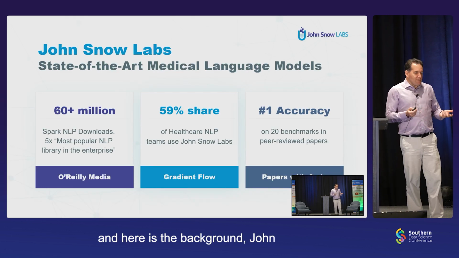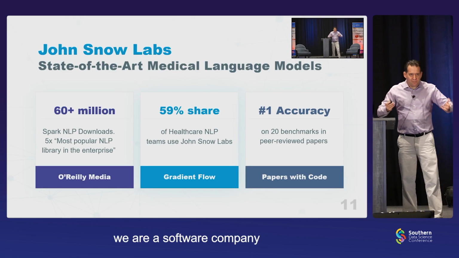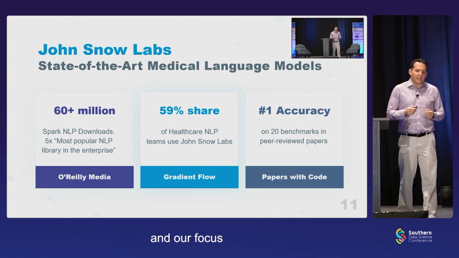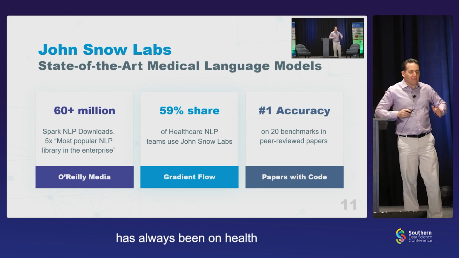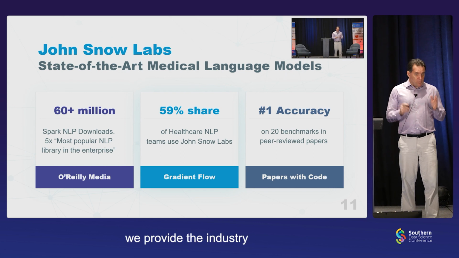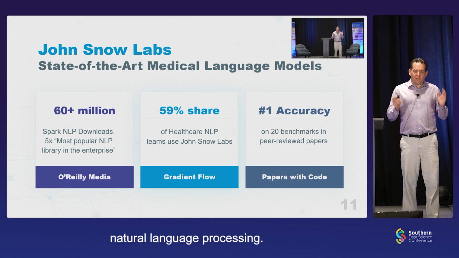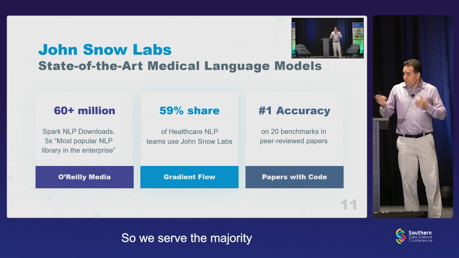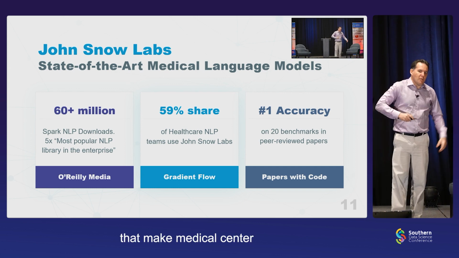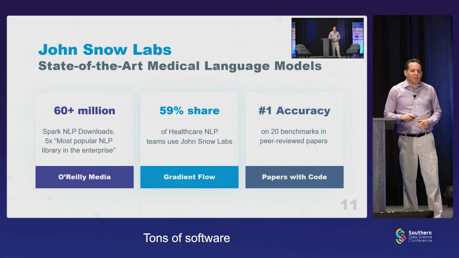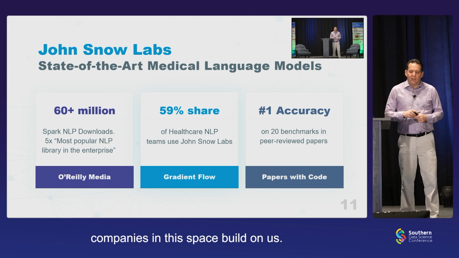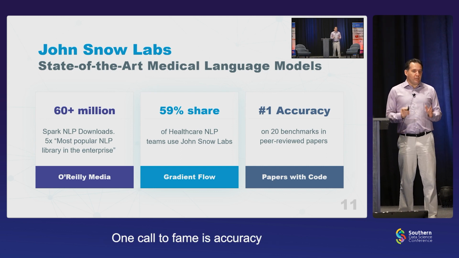And here's the background. So John Snow Labs, we're a software company. We've been around since 2015, and our focus has always been on healthcare and life science. What we do is provide the industry with state-of-the-art natural language processing. We serve the majority of the industry, so the large academic medical centers, pharma companies, tons of software companies in this space build on us. And our one call to fame is accuracy.